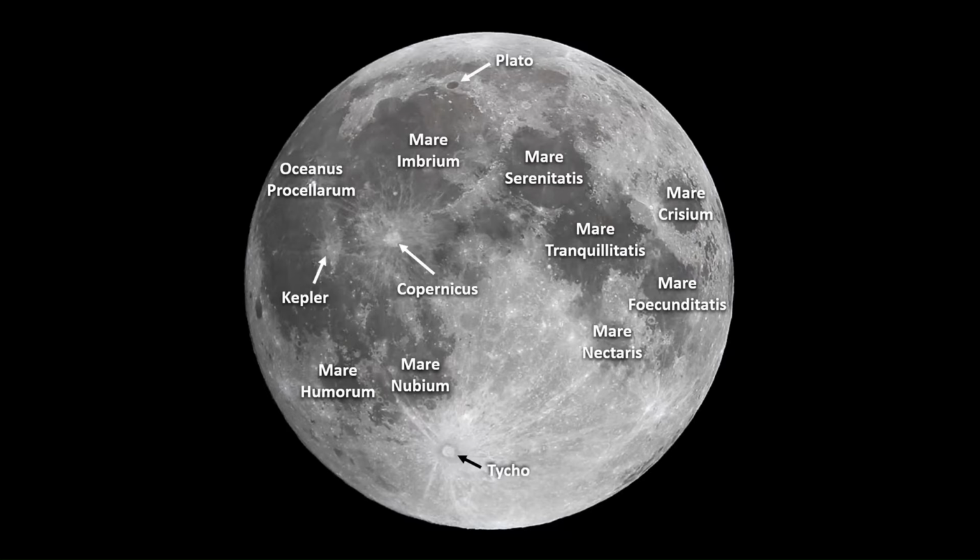Of course, there's the prominent Tycho crater with its bright ejecta blanket. Copernicus has a nice ejecta blanket as well, followed by Kepler there. And Plato has been kind of filled in with lava. So there we go. Just a quick look at the moon. It is kind of fun to observe, but I wish it were darker.